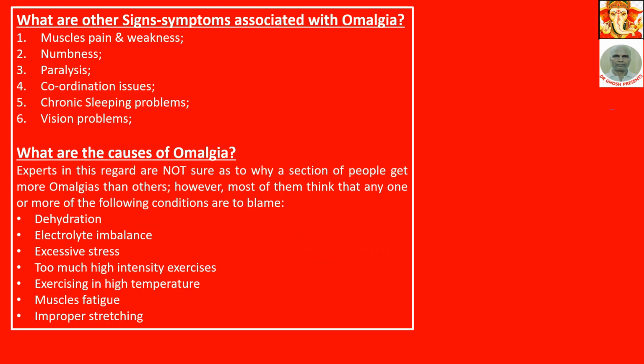What are other signs and symptoms associated with Omalgia? Muscle pain and weakness, numbness, paralysis, coordination issues, chronic sleeping problems, vision problems.